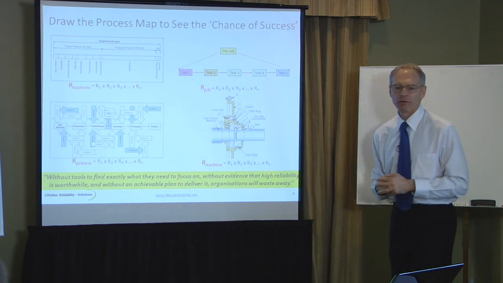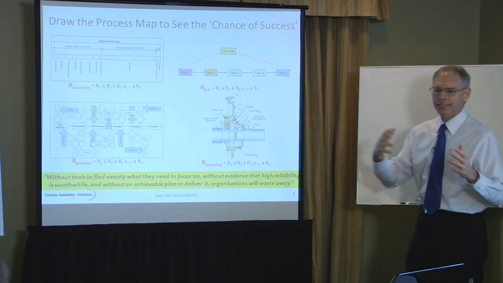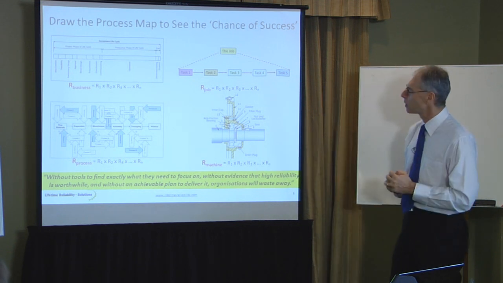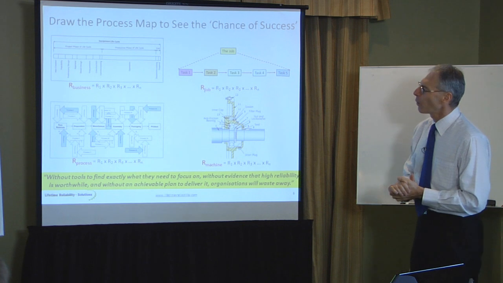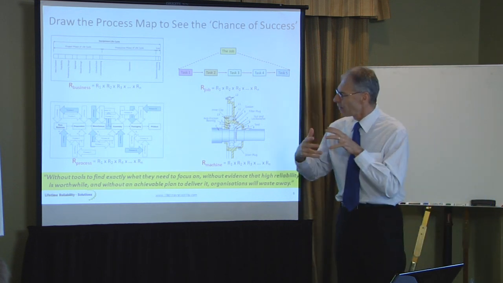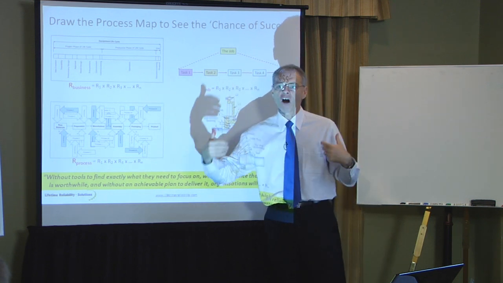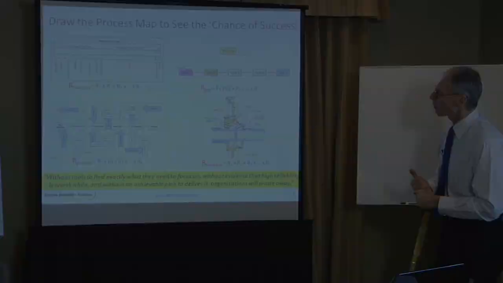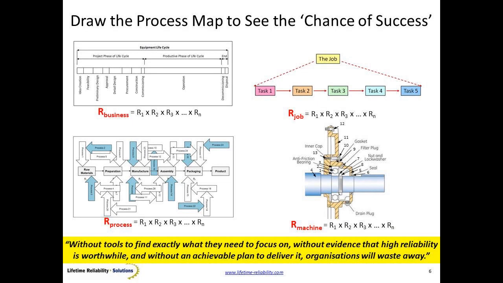And of course our machines, they're all series components assembled together to make a machine that works as a complete unit. So everywhere we have opportunities for something to go wrong. So I want to break these all down into identifiable places where those opportunities arise. So some thoughts that I put together there: without the tools to find exactly what they need to focus on, without evidence that high reliability is worthwhile, and without an achievable plan to deliver it, organisations will waste away.